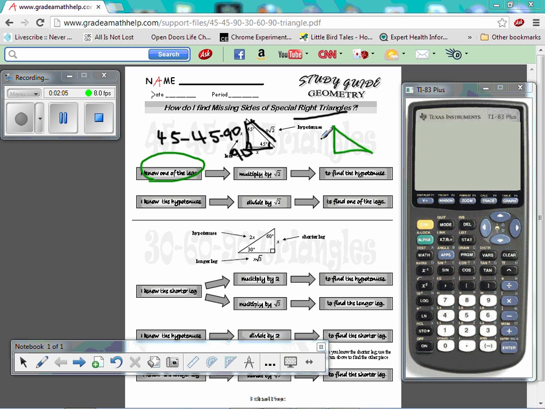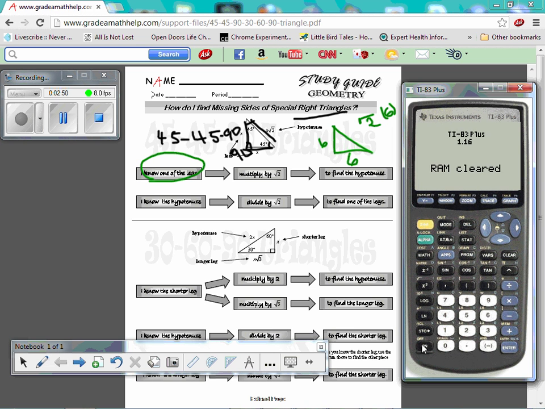Okay? So let's just think of a problem here. Let's say our leg is 6. Since it's a 45, 45 degree right triangle, this is one leg, so the other leg is the same thing, which is 6. Okay? So we need to find what the hypotenuse is, and we're going to multiply by root 2 to figure that out. We're going to multiply the 6 by root 2. So let's put it in our handy calculator.